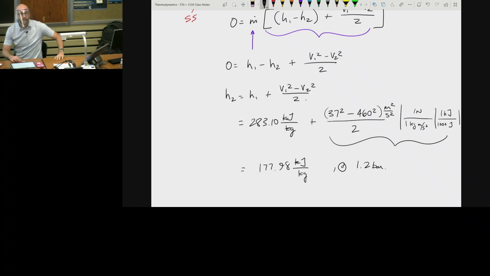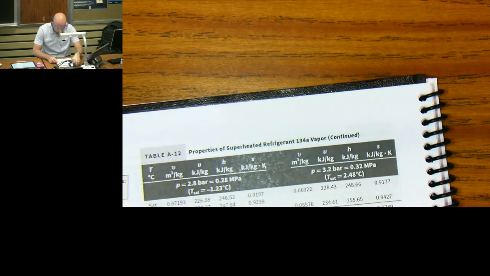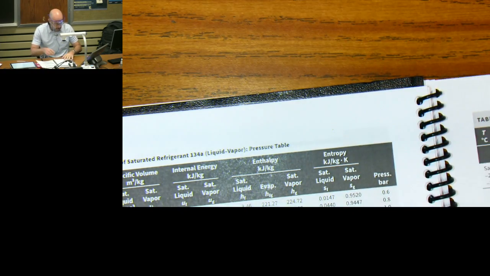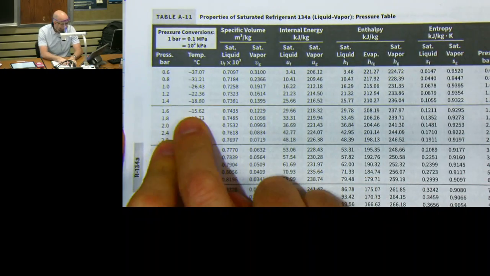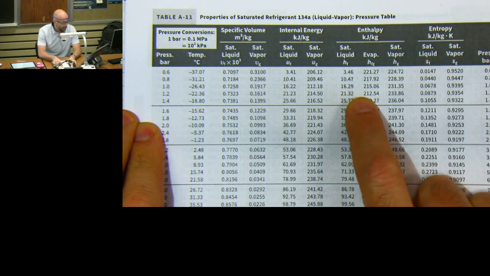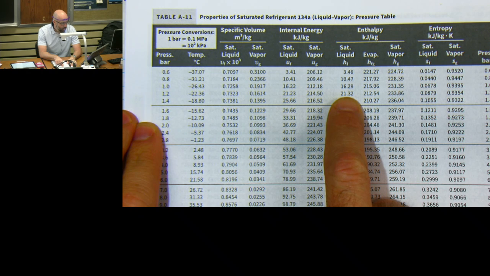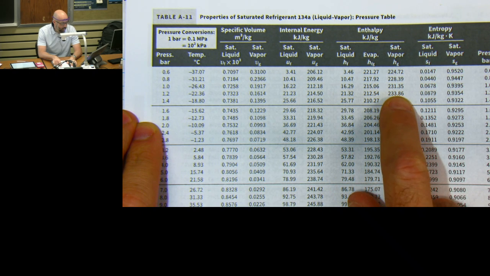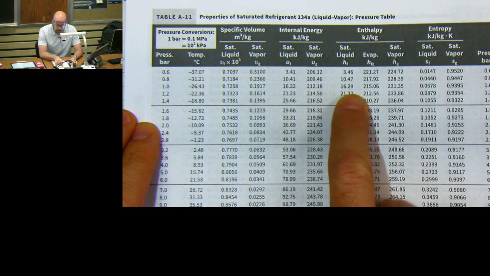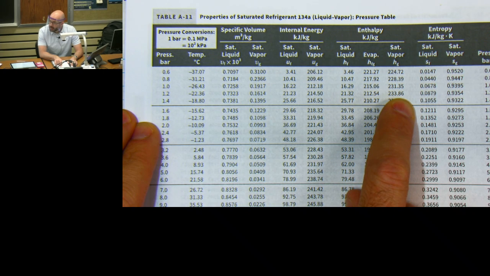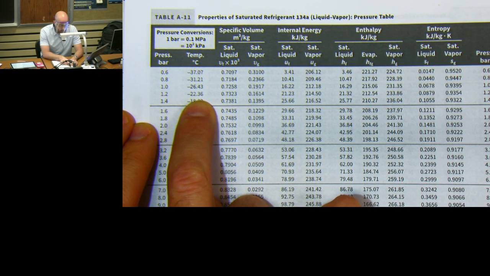So just like everything else, I'm going to go to 1.2 bars. I'm going to start out just like I do with anything else, 1.2 bars in saturation, and see what my limits are. I start as a saturated liquid at 21.32. I end as a saturated vapor at 233.86 in my enthalpy. I'm at 177.98. I'm between these two numbers, which means I'm on the saturation line, which means that my temperature is negative 22.36.